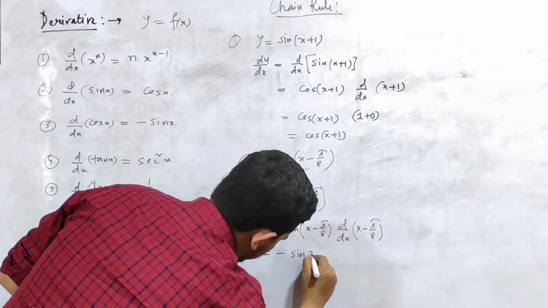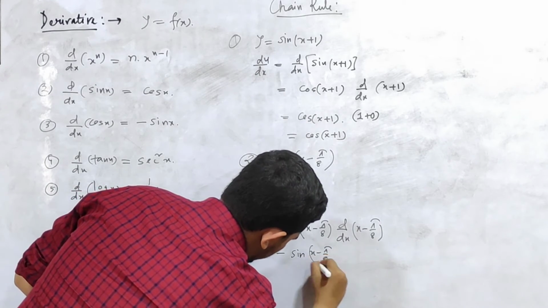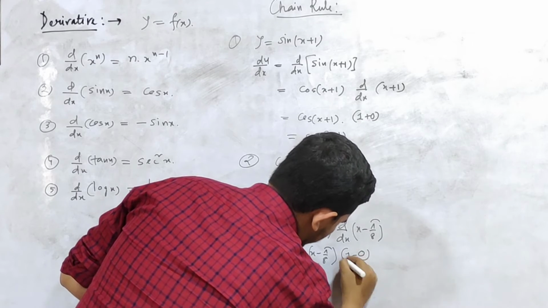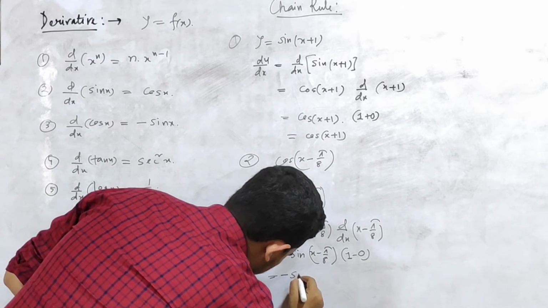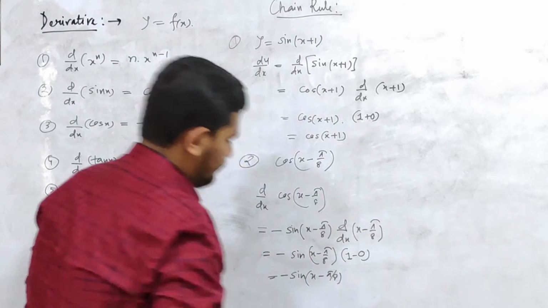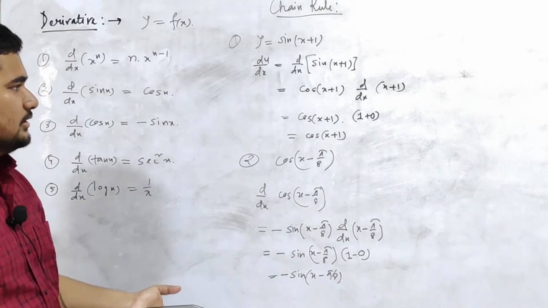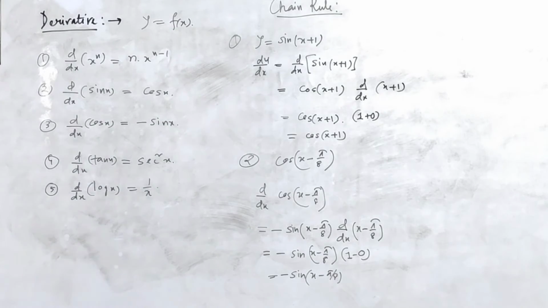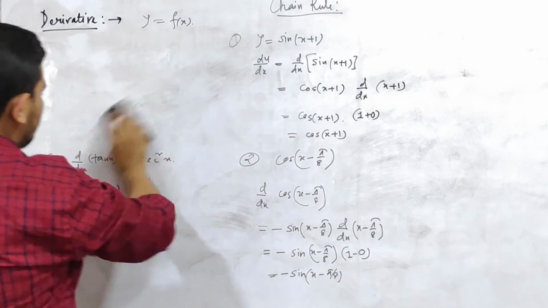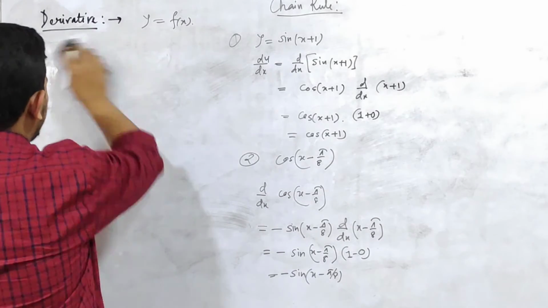So it will be minus sin of x minus pi by 8. This will be 1 and this will be 0. So the answer will be minus sin of x minus pi by 8. So this will be the answer. Similarly, I can give you some examples of chain rule using some basic formulas of derivative.